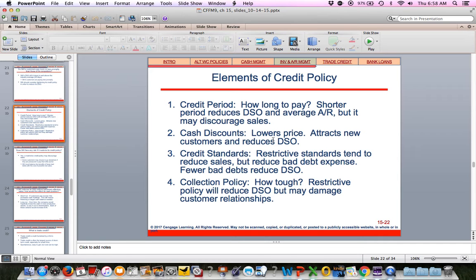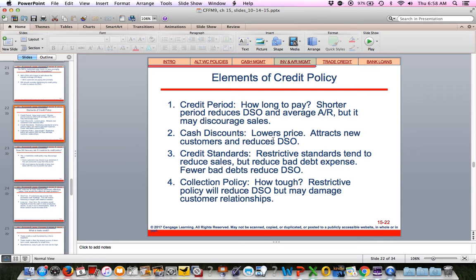However, it will attract new customers, possibly if we offer a discount, because they'll be going, well, I want to save that 2 or 3% that you're offering. I'll sign up for that. But it does also reduce the DSO, which is the whole point. We want to try to reduce that DSO.